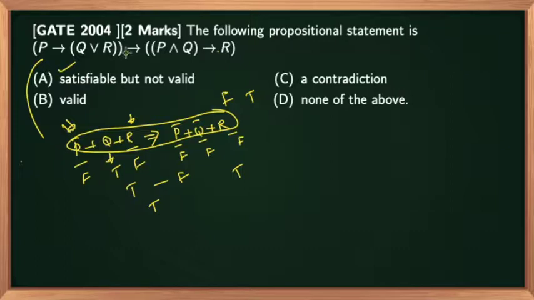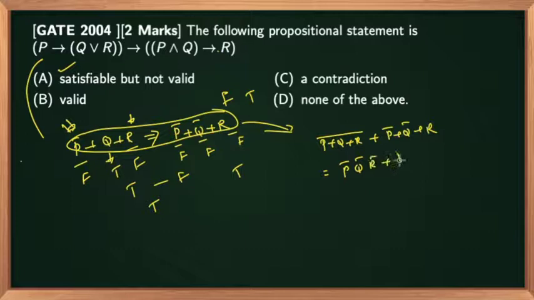So choice A is true. Now if you want further and see whether it evaluates to true or false, you can proceed further from here. Okay, so we'll have (P + Q + R)' + P' + Q' + R. So this will be equal to P'Q'R' + P' + Q' + R.